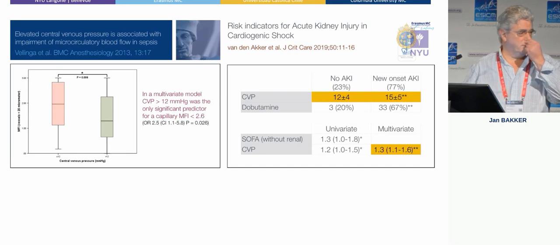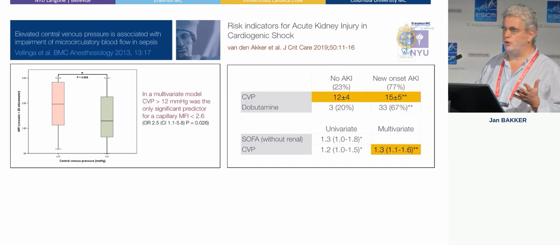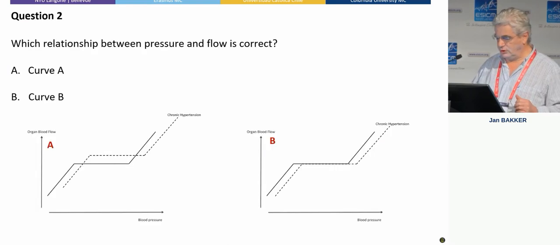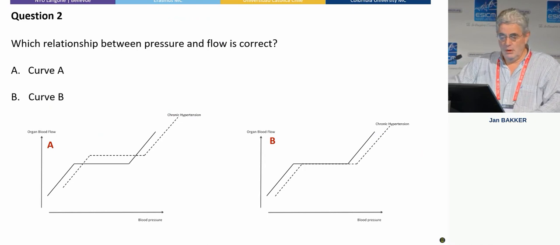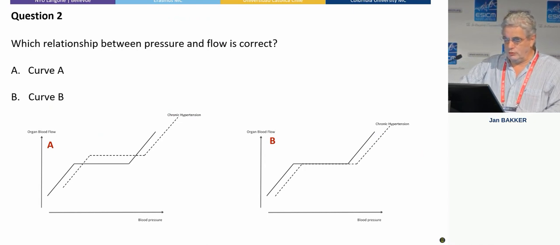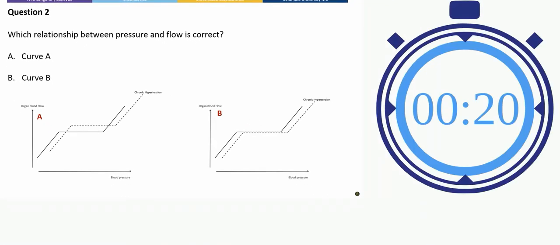So next question, and that's more about physiology and the confusing publications in literature. So these are two graphs, A and B, and the question is which relationship between pressure and flow, and there is normal and patient with chronic hypertension. So which one is the correct curve, A or B?